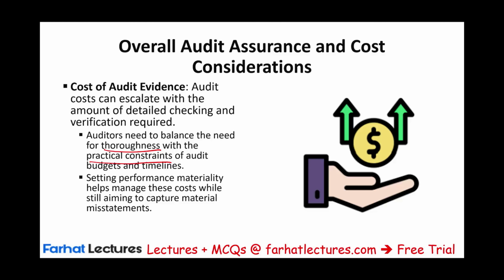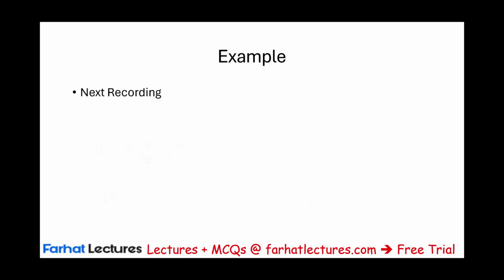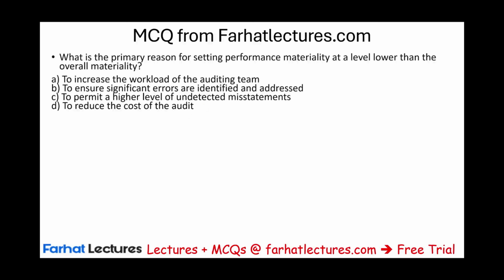Now, the best way to illustrate again is to work a comprehensive example. I will do this in the next recording, but let's take a look at this multiple choice question to see if we understand performance materiality. What is the primary reason for setting performance materiality at a level lower than the overall materiality? So I'm telling you, performance materiality is set lower than the overall materiality. You need to know this. But the question is, what's the reason?